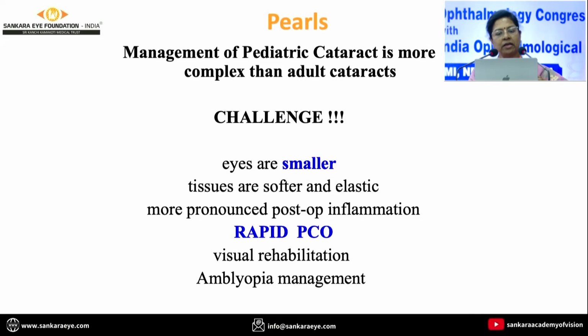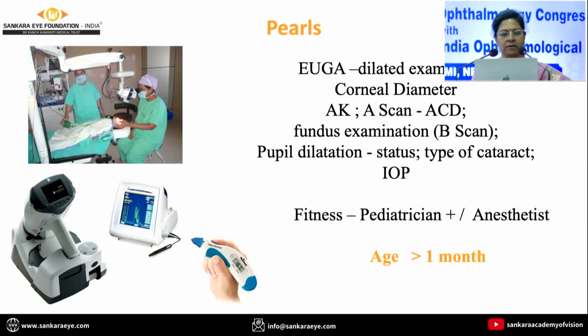Management of pediatric cataract is more complex than adult cataract. All of us know about it because it's a great challenge. The eyes are smaller, tissues are softer and elastic, and we cannot understand how to go about it, especially beginners. We have more pronounced post-op inflammation, as I mentioned, especially if it's associated with positive TORCH titers. Rapid PCO will mimic as if there is cataract and you haven't done the surgery at all, because the pupillary area again will have a white reflex. Most important after all this is the visual rehabilitation, and amblyopia management is definitely a challenge for us.